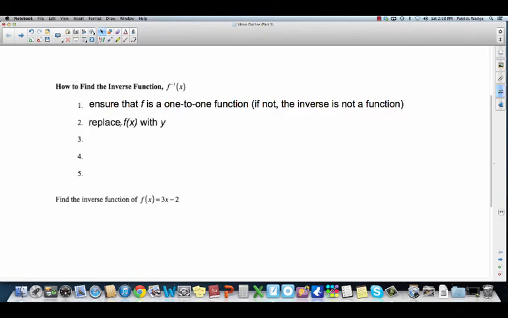Okay, step 2, you're going to replace f of x with y. Step 3, I'll just go through this quickly. Step 3, you're going to change x to y and y to x. Sounds weird, doesn't it?